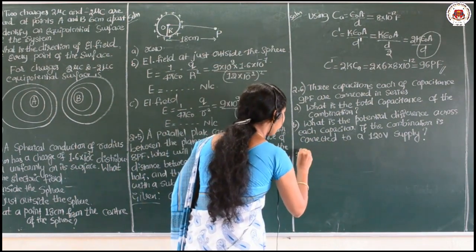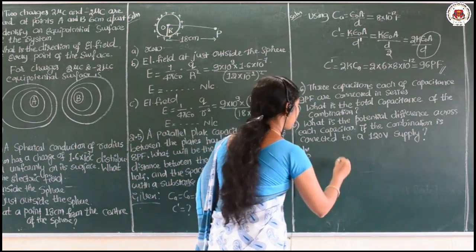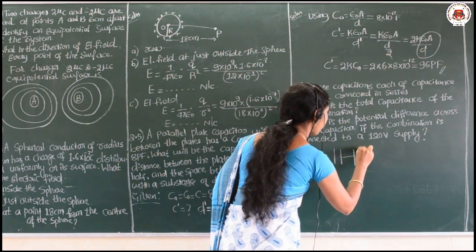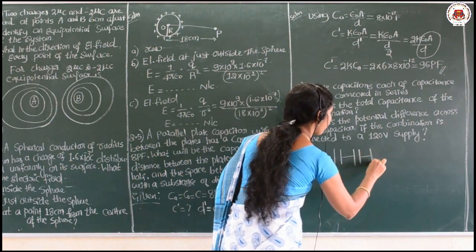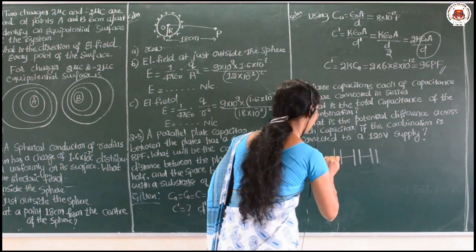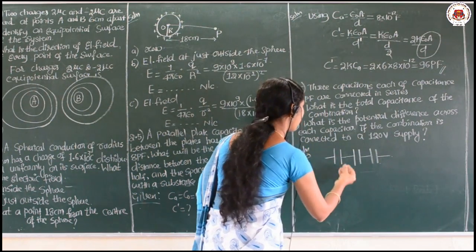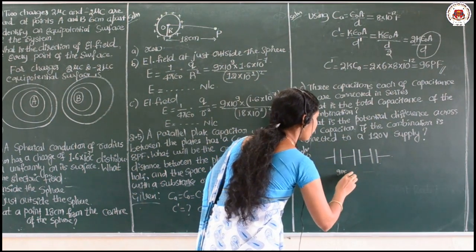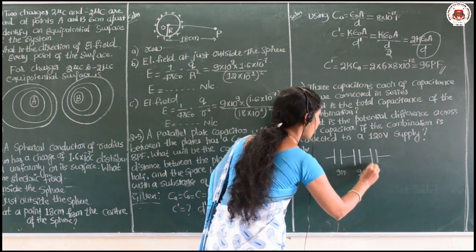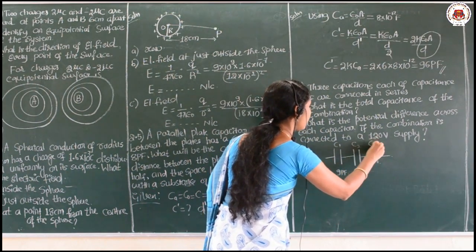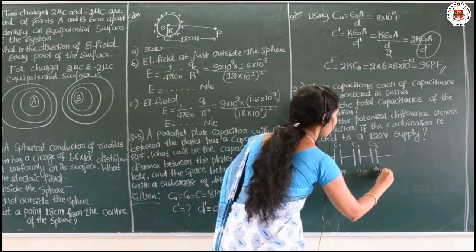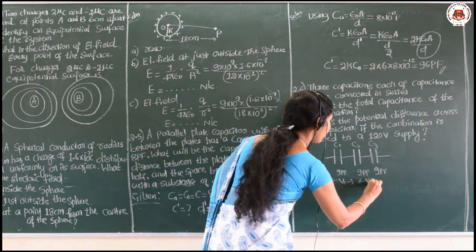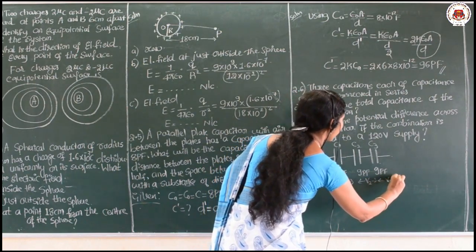Then for this, the diagrammatic representation you can give as 3 capacitors connected in series. All the 3 have 9 picofarad. This is also 9 picofarad, call it C1, C2, C3, all are of 9 picofarad only. And you know that across them the potential is V1, V2 and V3.